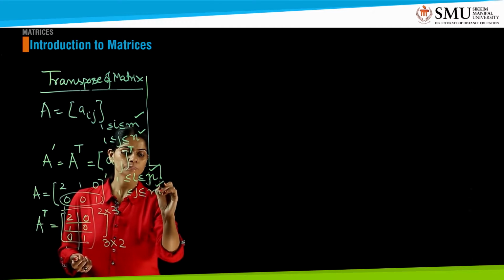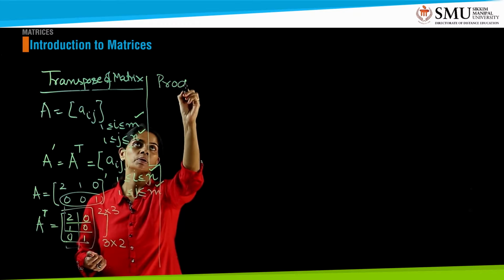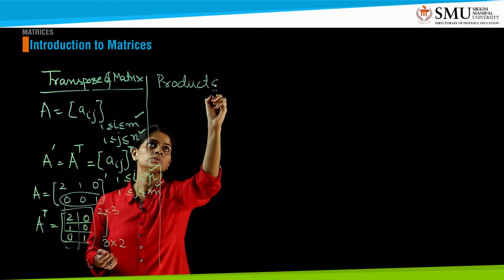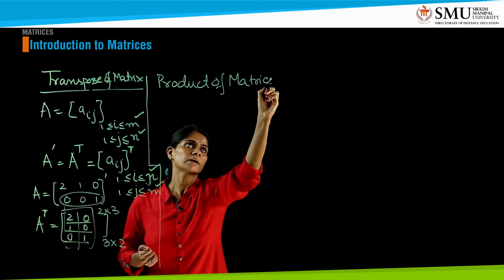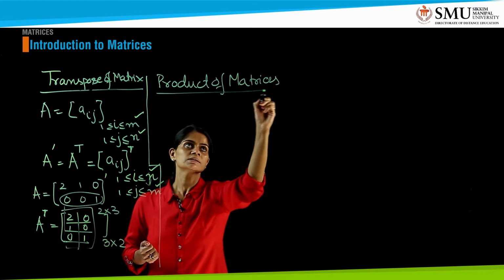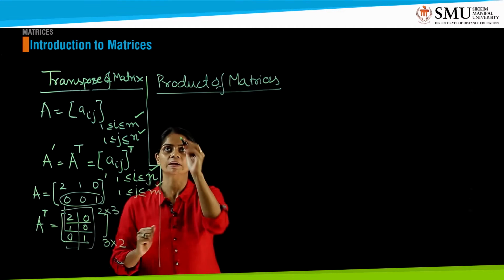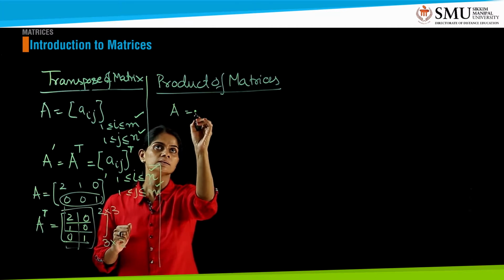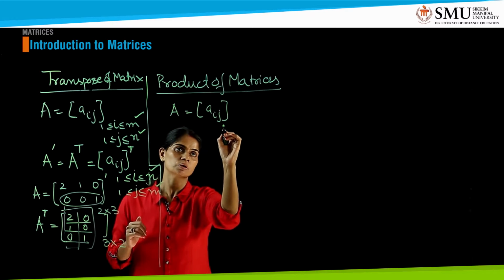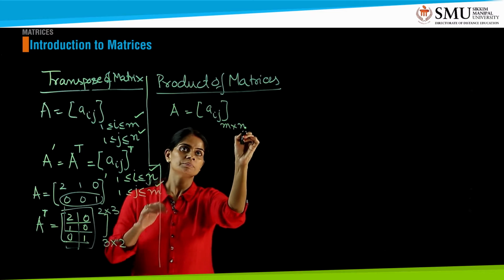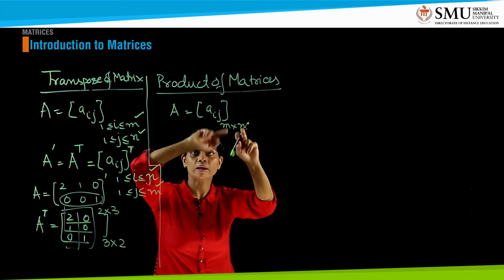Now, let us define the product of matrices. How are you going to take the product of any two matrices? Earlier, we defined a product of a matrix with a scalar quantity. Here, we are going to define the product of two matrices. So, if A is a matrix of order m cross n, meaning i varies from 1 to m and j varies from 1 to n.